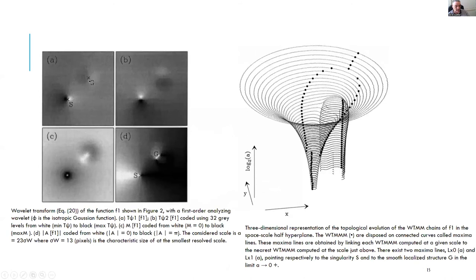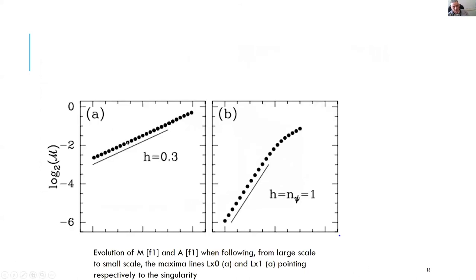These are the wavelet coefficients with different analyzing wavelets. This is the maxima of the modulus of the wavelet in the log scale domain. The Hölder exponent is the slope of the log of the wavelet coefficient as a function of the log of the scale. So the slope of this line is equal to 0.3, which is equal to the Hölder exponent. So the 2D directional wavelet transform can estimate the Hölder exponent, or can estimate the power of the singularity.